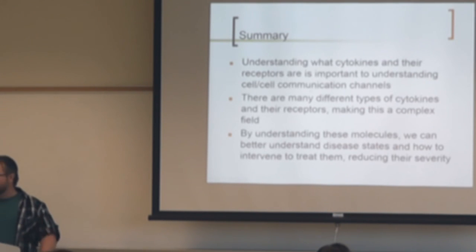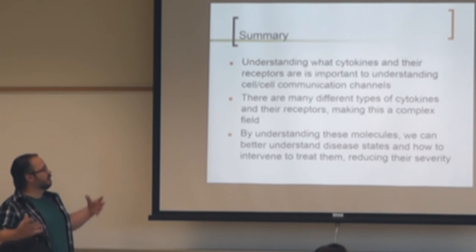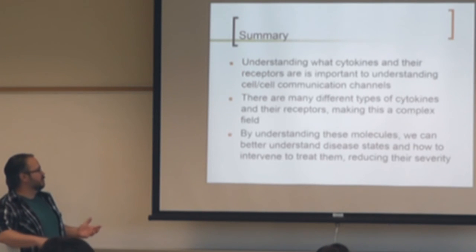So, summary: I just want you to understand the different families of cytokines. The receptors are important to understanding cell-to-cell communication channels. There are many different types of cytokines and receptors, making this a complex field, which is why you don't have to memorize it, because we're going to cover each one in more detail when we talk about T-cells and B-cells. By understanding these molecules, we can better understand disease states.